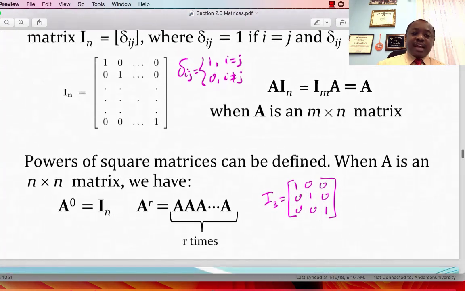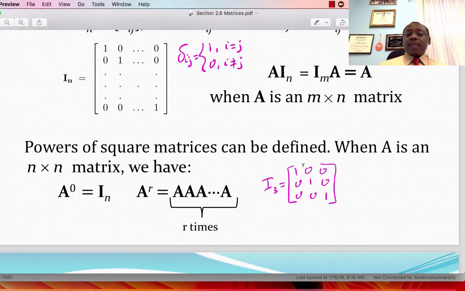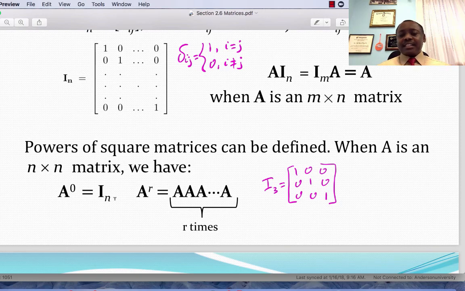Now that we have that defined, we can talk about powers of square matrices. If A is an n by n matrix, that's a square matrix of dimension n, then A raised to the power 0 is just In. So that is almost exactly the same as when dealing with real numbers.